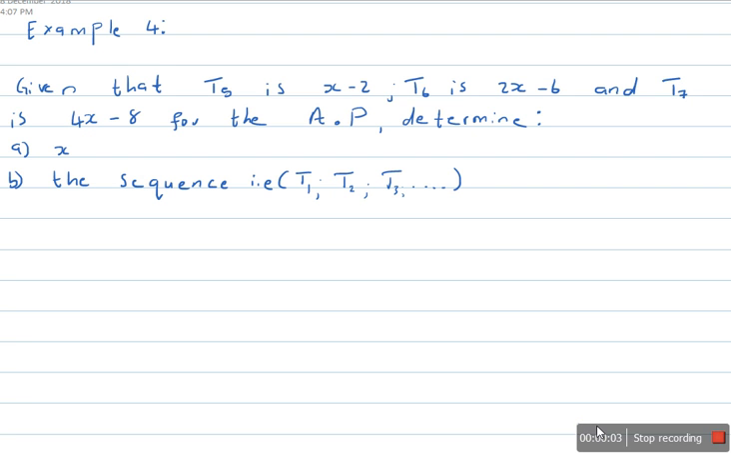Okay, so example number 4. Sibonelo sesine. Kuthiwa-ke lana, given that T5 is x minus 2, T6 is 2x minus 6 and T7 is 4x minus 8 for the AP, for the arithmetic progression. Right? It's an arithmetic progression or arithmetic sequence. So determine x and the sequence. Right? So sivumelene ukuthi i-difference i-common angithi kunetujani kwi-arithmetic progression noma arithmetic sequence.